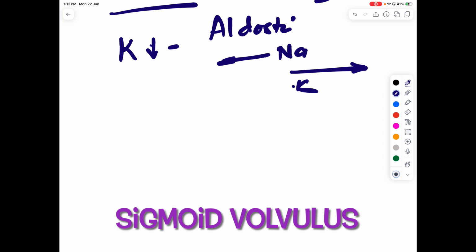So aciduria, hydrogen is now exchanged with sodium. How do you manage the patient? So this patient has to be managed. Again, this is sigmoid volvulus. Patient is critical, severe abdominal pain. It has to be managed by CRISP protocol.